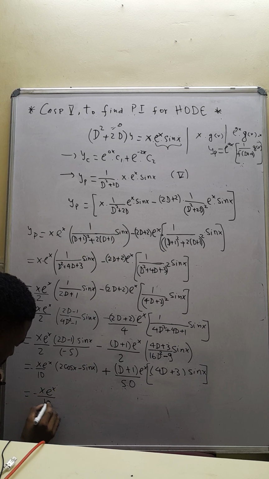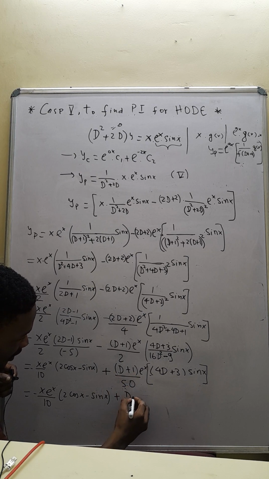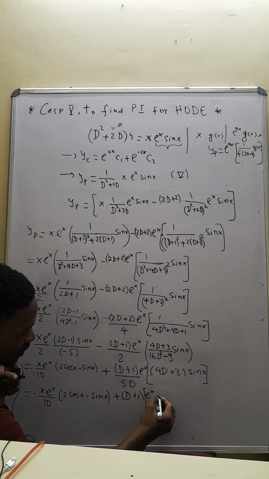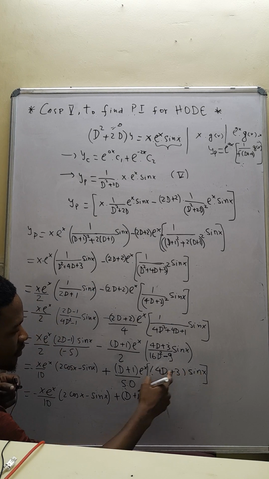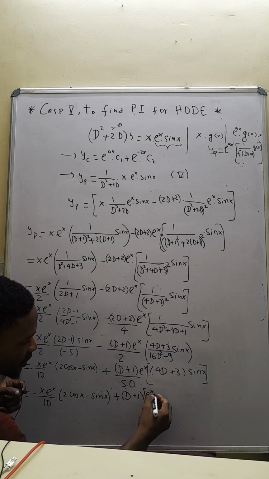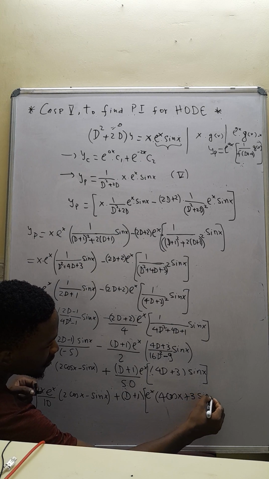Euler raised to x, 10, and here it is 2 cos x minus sine of x, plus this expression, this time 2 times d plus 1, Euler raised to x. Now here, what you have to do, you just apply this and this and this and this. This will be Euler out. Then for this one, differentiation of sinus is cosinus of x. Then this and this will be plus 3 sinus of x.